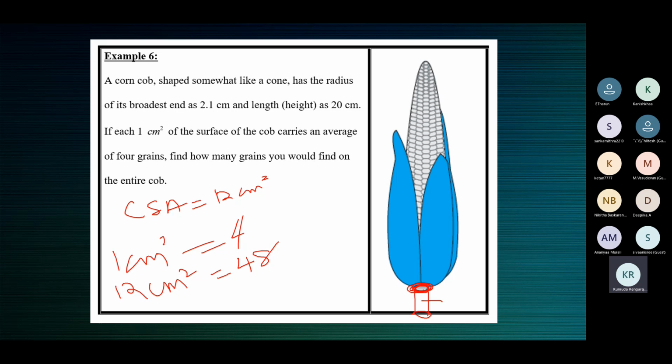So 1 centimeter square, there are 4 grains. 2 centimeter square, 8 grains. Grains are that corn which we eat. These are the grains. Similarly, here you should find the CSA. If the CSA is, for example, 12 centimeter square: 1 centimeter square, 4 grains; 2 centimeter square, 8 grains; 3 centimeter square, 12 grains. So like that, 12 centimeter square will be 12 into 4, 48 grains.